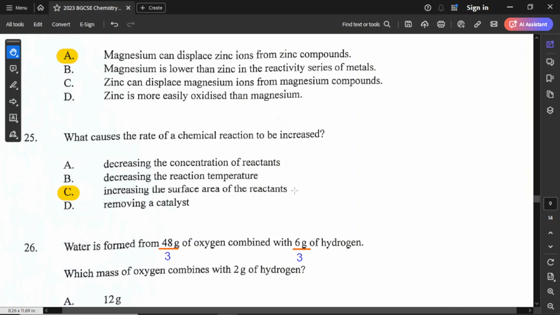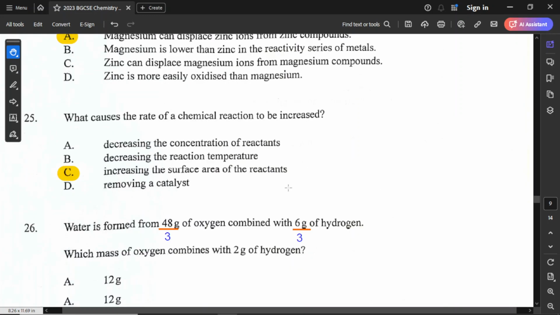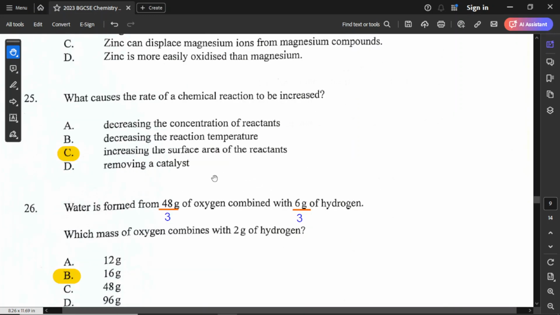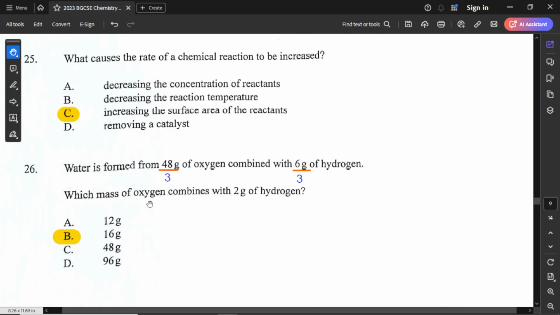Because with higher temperature, the particles will move much faster, and therefore they bombard each other much quicker, and so you have more collisions, hence a faster rate of reaction. All of them will give you the same kind of explanation. So again, increase surface area, increase concentration, increase temperature, and also increase mixing. And of course, adding a catalyst is definitely one. So therefore C is correct for 25.